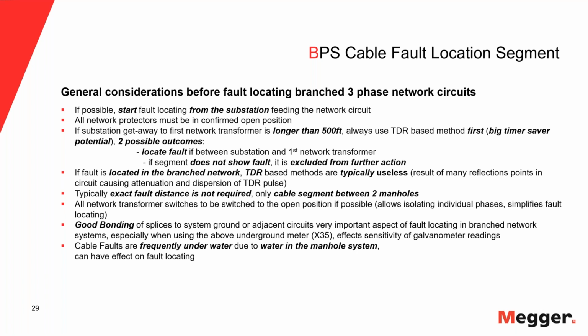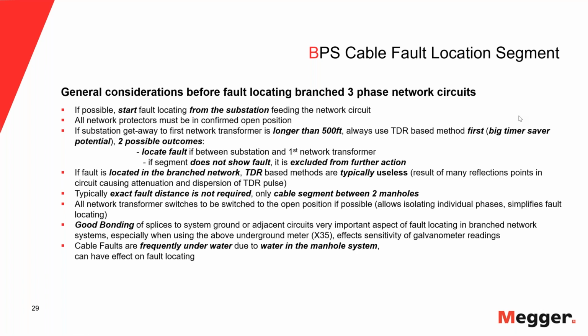And you have two possible outcomes. Either you find a fault in that section, then you're home free, very good, and it didn't take much time to find it, or there is no fault in it, and that means you can exclude it. You don't have to pay any more attention to that long section of cable, and you can move on to the real branch part of the network. So if the fault is in that branch network part, the TDR-based methods are useless.